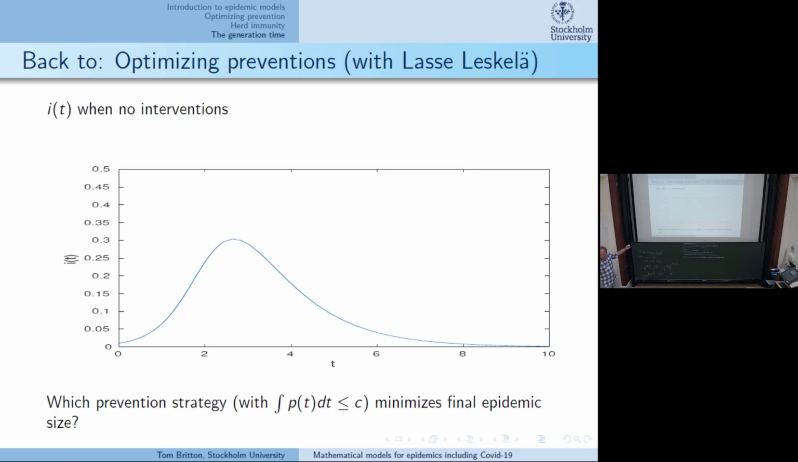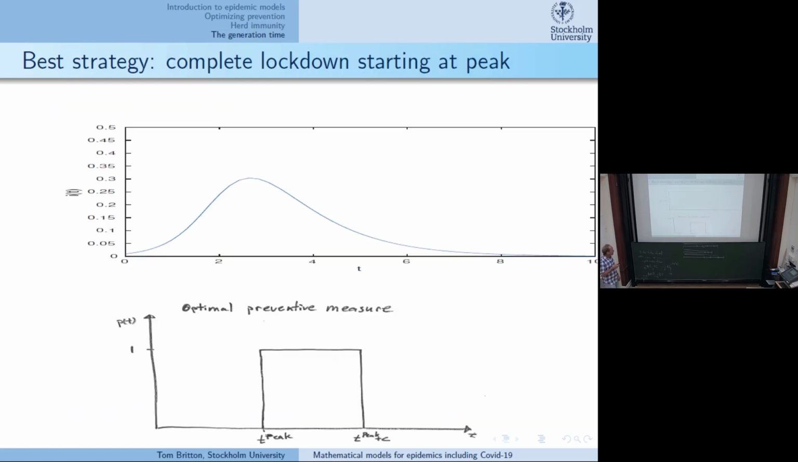Please remember that it is under the assumptions of this very simple model, and there is no scope for a vaccine arriving at some time. Yes? I think usually they say that early prevention is the most effective one. Early prevention. Here is the best one. Do nothing until this peak has been reached, and then put in a massive lockdown for as much time as you have.